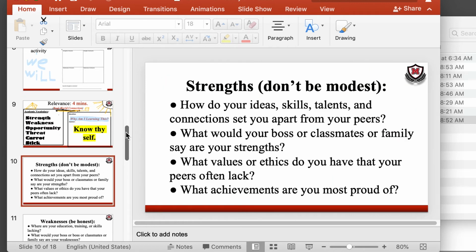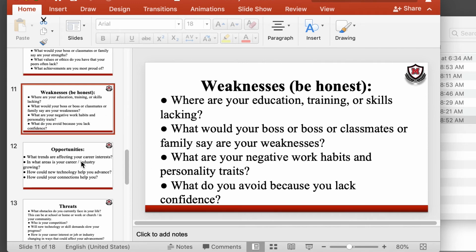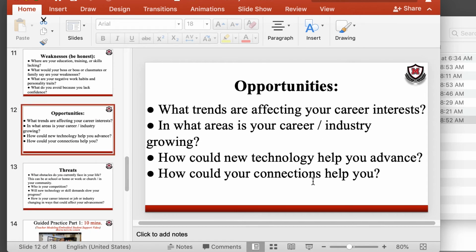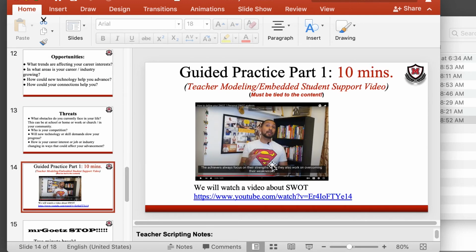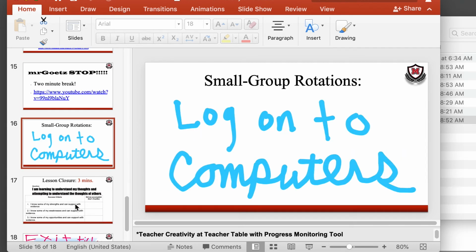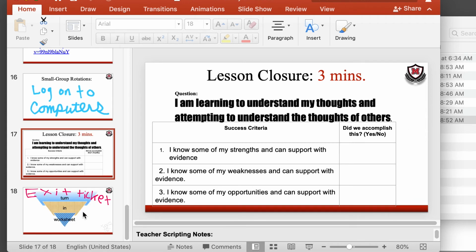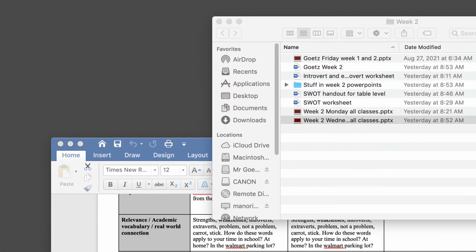Strengths, don't be modest. We're going to do this for about 2 minutes. Weaknesses, be honest. Again, 2 minutes. Opportunities, let's look at your connections. Can your connections help you? How can new technology help you advance? This guy's got a Superman t-shirt. He'll talk about strengths, weaknesses, opportunities, and threats. Very nice. Break time. Log on to the computers. I know some of my opportunities I can support with evidence. Turn in your worksheet. Please turn in your work.